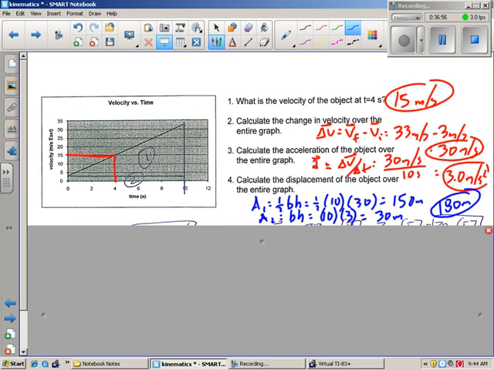What else could I have asked you here, but I didn't? Really, the last thing that I could have asked you is the average velocity. The average velocity would be the displacement, which is 180 meters, divided by the time, which is 10 seconds. So the average velocity here would be 18 meters per second.